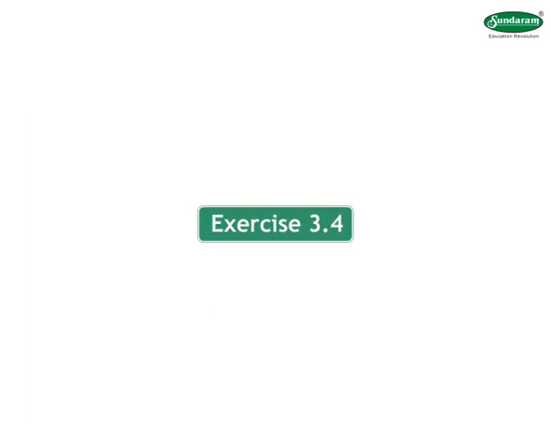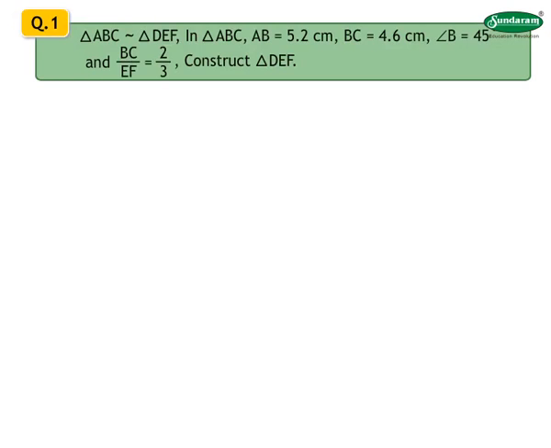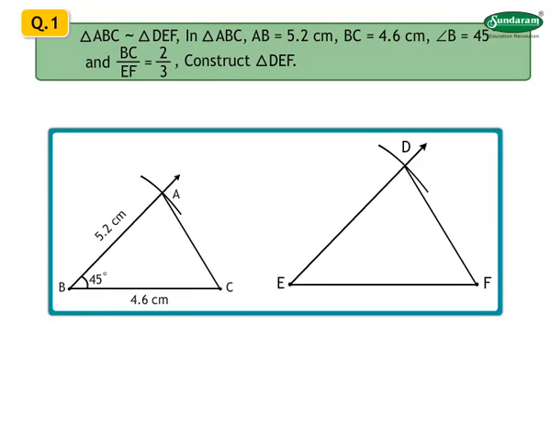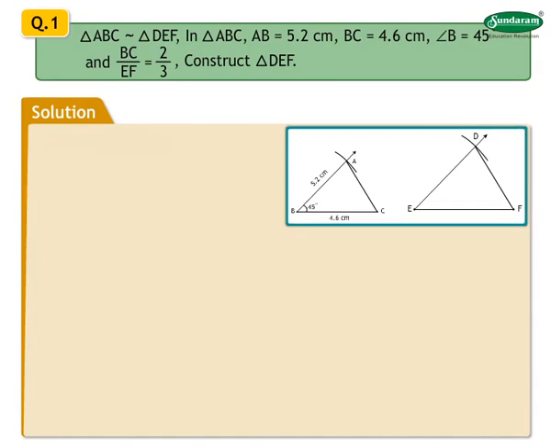Now let's solve exercise 3.4. Question 1. Triangle ABC is similar to triangle DEF. In triangle ABC, AB is equal to 5.2 centimeters, BC is equal to 4.6 centimeters, angle B is equal to 45 degrees, and BC upon EF is equal to 2 upon 3. Construct triangle DEF. Solution. Here, it is given that triangle ABC is similar to triangle DEF.